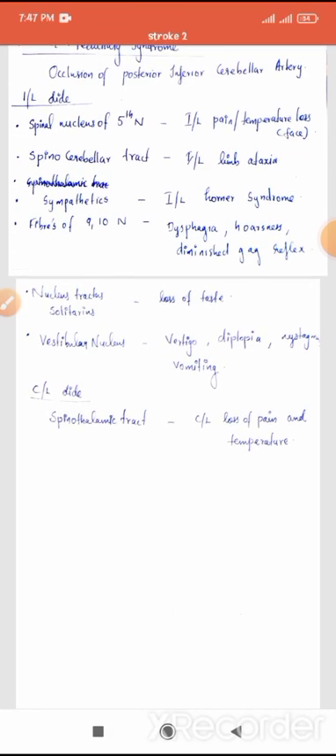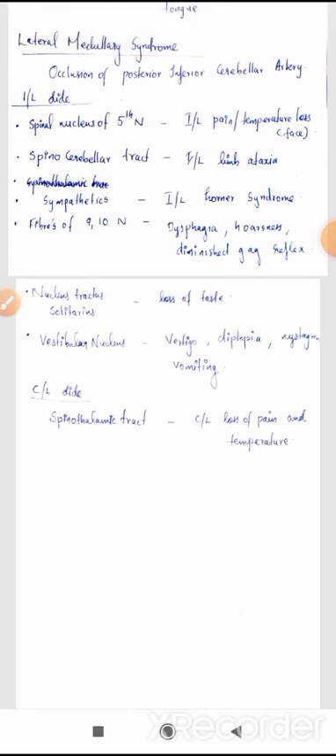So with these basic things, you can localize where the lesion is. If a patient comes with dense hemiplegia and hemianesthesia, where will the lesion be? It will be a lesion at the level of the internal capsule. If there is cranial nerve involvement on one side and paralysis of the opposite side, then the lesion is at the level of the brainstem. These are some basic things that you require to localize a stroke.